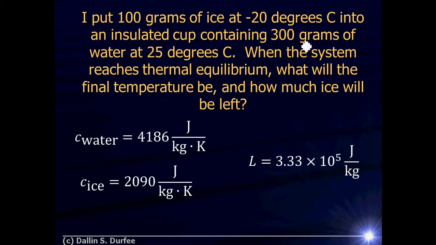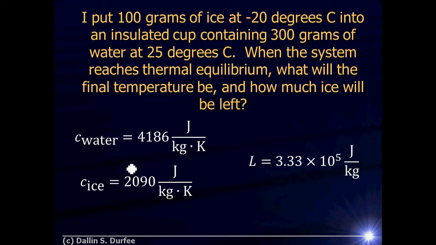But I have 3 times as much water, and the specific heat of water is about twice what it is for the ice. So that's like 6 times as much energy is released bringing the water down to 0 degrees as it takes to bring the ice up to 0 degrees. So I'm probably not going to be freezing any water. I can say that right now. I'm not going to be freezing any water. I'm going to be melting ice. It's only a question of whether I melt some of it or all of it.